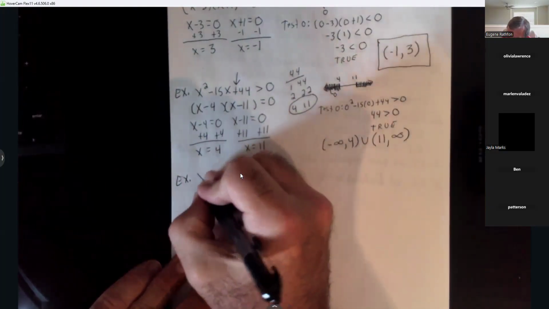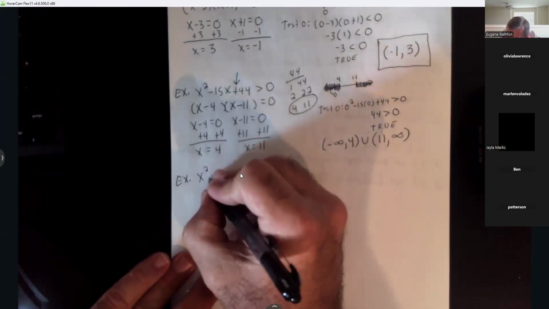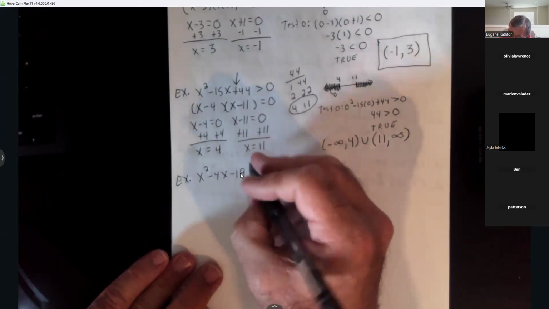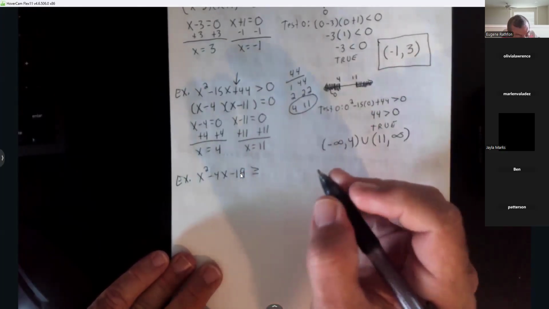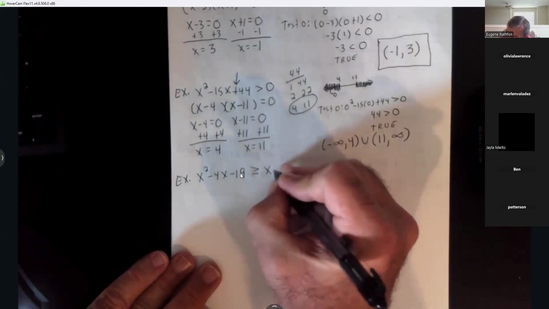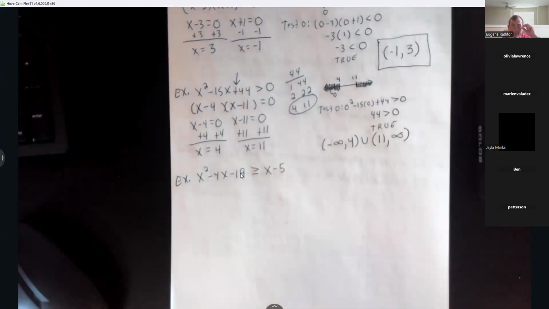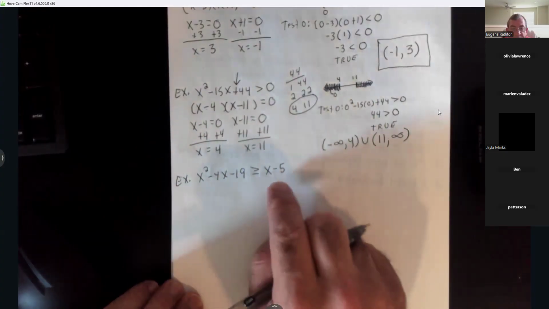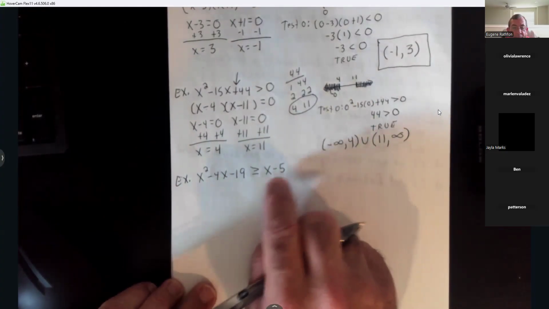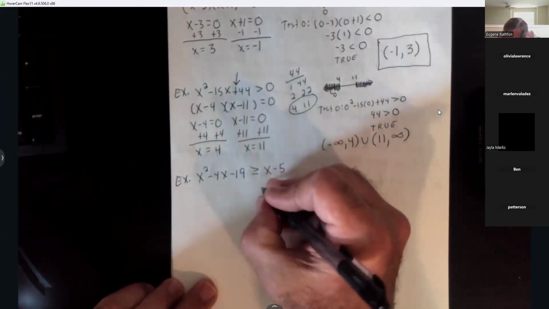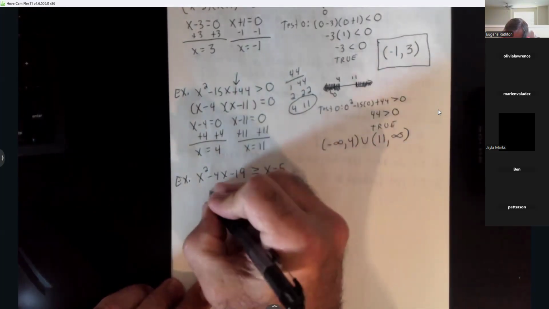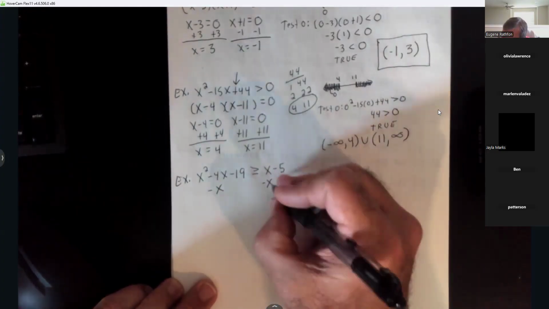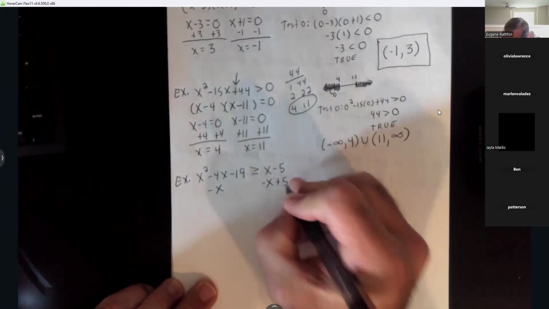All right, y'all, look at this one. X squared minus 4x minus 19 is greater than or equal to x minus 5. So y'all, on this one, I need a 0 on this right side. So I'm going to move the x over by subtracting it. So I'm going to subtract the x from both sides. And I'm going to move this negative 5 over by adding 5.